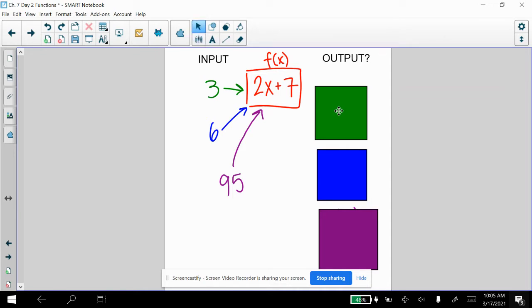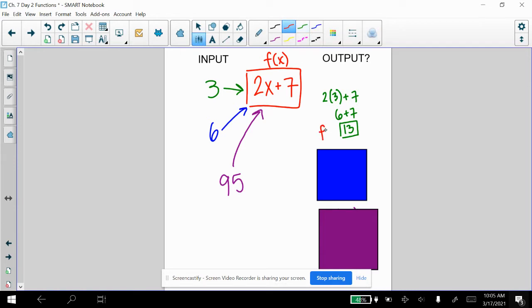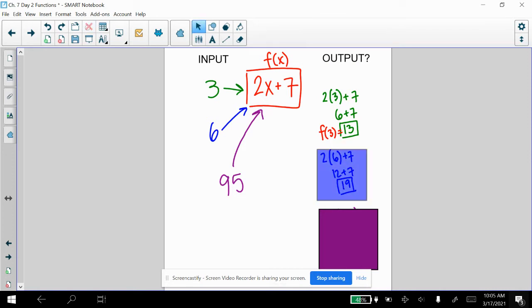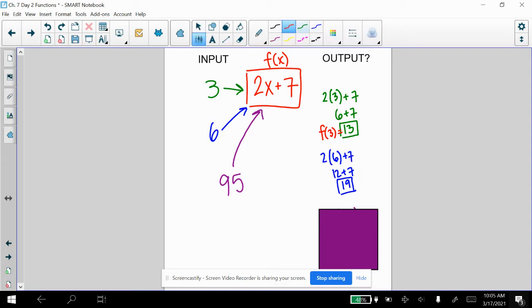Well, when I plug in the 3, I am going to get 2 times 3, because I'm replacing the x with 3. So I get 6 plus 7. So I could say f of 3 equals 13. Similarly, if we plug in a 6 for x, I'm going to get 2 times 6 plus 7, which is going to be 12 plus 7. So I could say f of 6 equals 19.